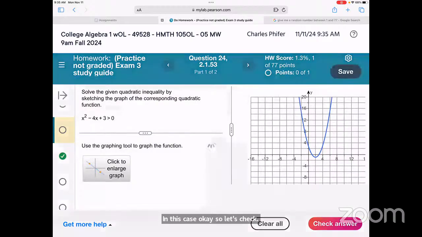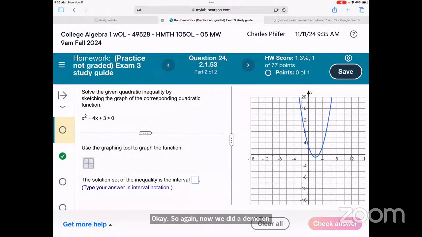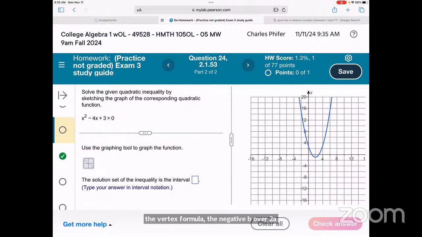So again, now we did a demo on completing the square. Again, you could have used the vertex formula, the -b over 2a, and just start with the vertex, then use your axis of symmetry. Just whenever you get a point on one side, you automatically get a point on another.